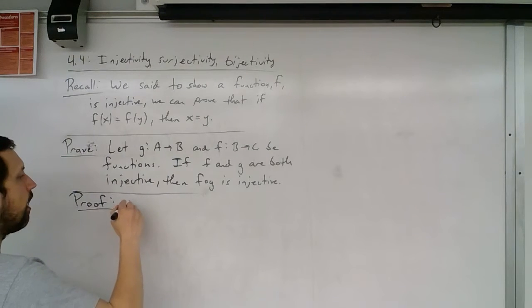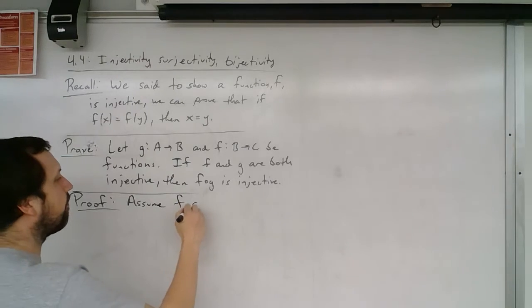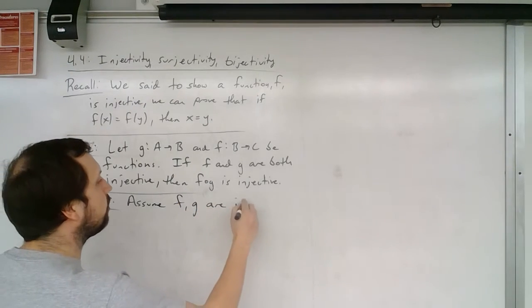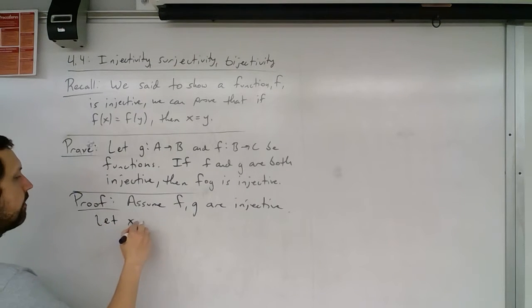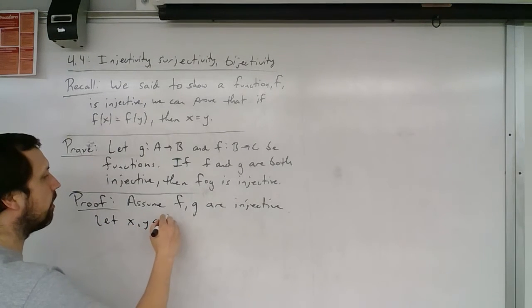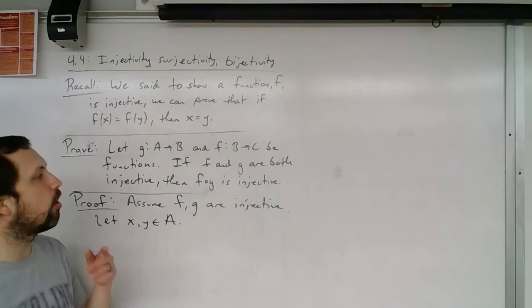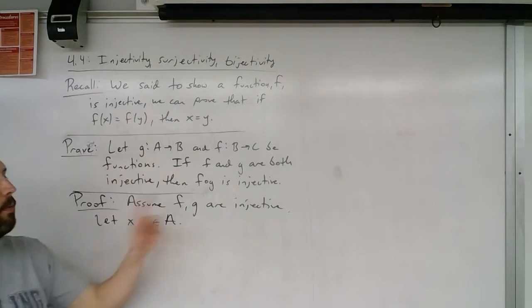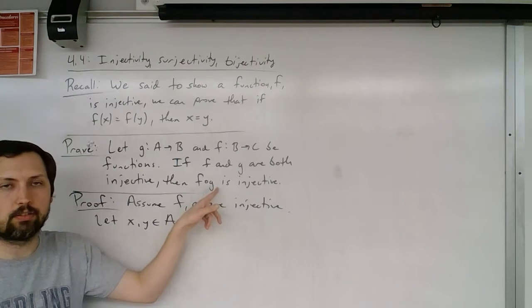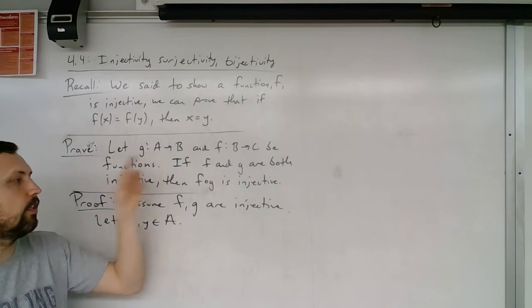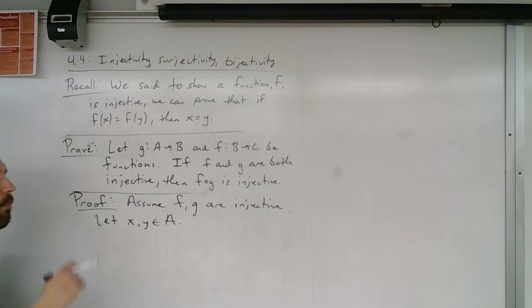We will assume f and g are injective. Let x and y be elements of some set A. I'm going to start with elements in A because what's going to take place with the composition is g is going to take place first. Okay, so I need to pull something from the domain of g, which is A. Now we can assume that these are injective, let this be true.